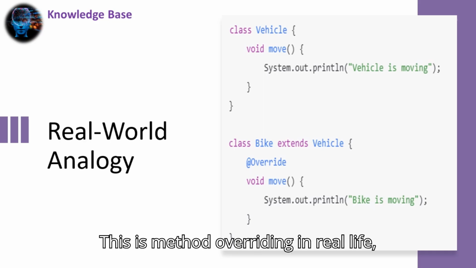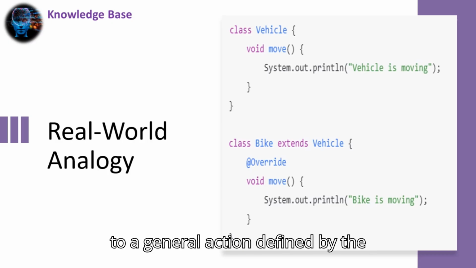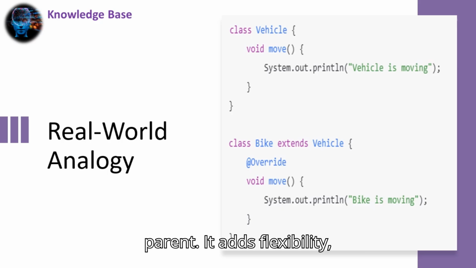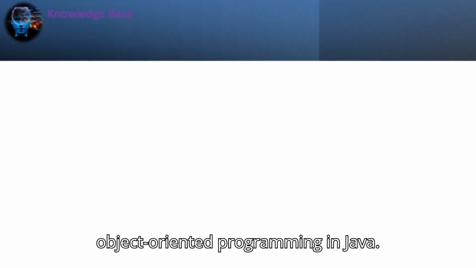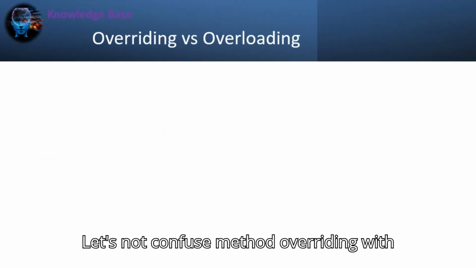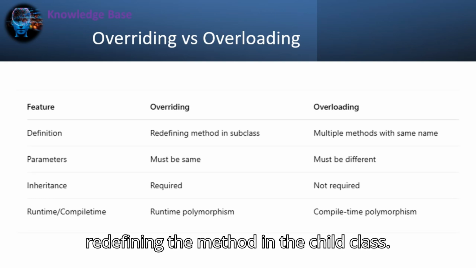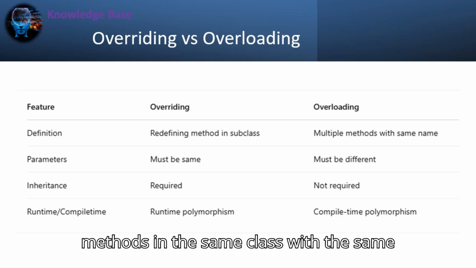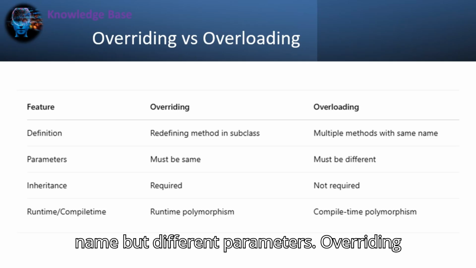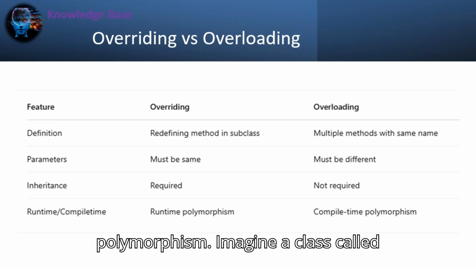This is method overriding in real life. A child class giving its own definition to a general action defined by the parent. It adds flexibility, reusability, and clarity to object-oriented programming in Java. Let's not confuse method overriding with method overloading. Overriding is redefining the method in the child class. Overloading means defining multiple methods in the same class with the same name but different parameters. Overriding is for runtime polymorphism, and overloading is for compile-time polymorphism.